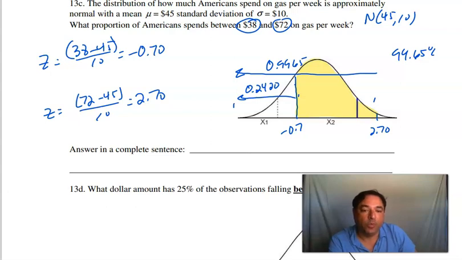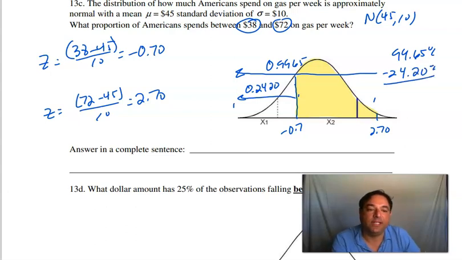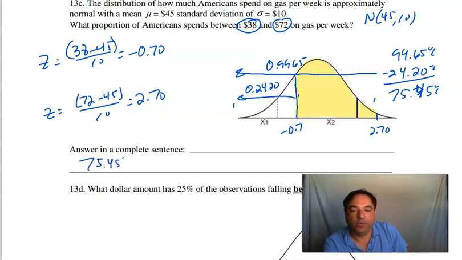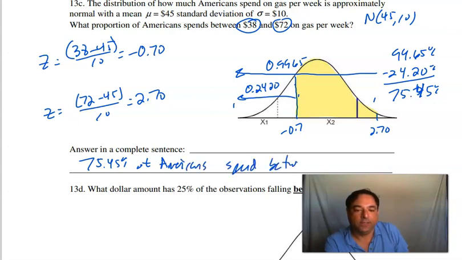The 24.20% is not shaded at all, so we're going to subtract. So we take 99.65% minus 24.20%, which is 75.45%. So your answer is 75.45% of Americans spend between $38 and $72 on gas per week.